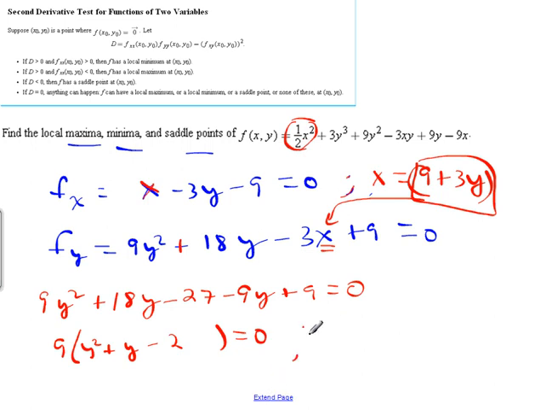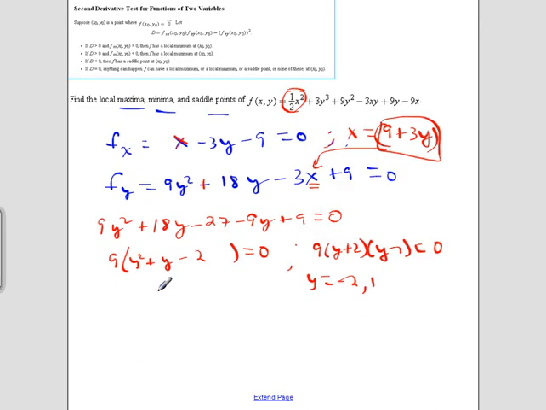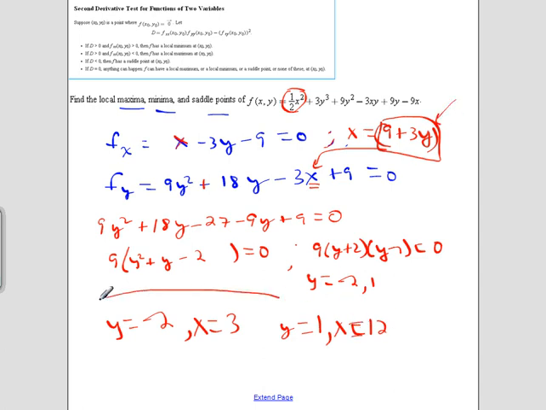Factoring that, this is going to be true when y equals negative 2 or 1. And when y equals negative 2, x equals 3. And when y equals 1, x is going to equal 12. And that's just plugging the y values into there. Now let's do the actual determining whether or not these are local max or mins on the next page.